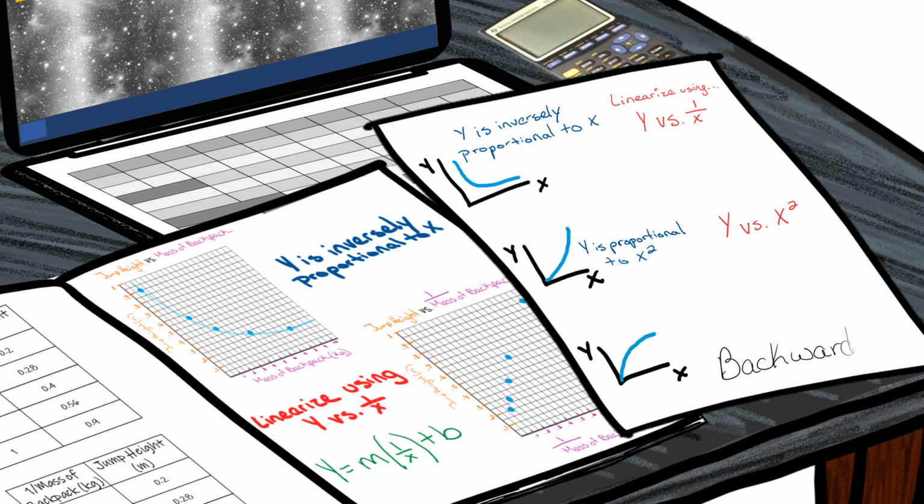Okay, now what about this trend? What do you notice here? Yes, Alex, that's right. It's backwards. So this time around, we would square the y, which is proportional to x. So in this case, we would have to graph y squared versus x to linearize the graph.